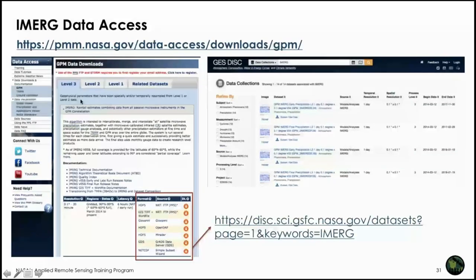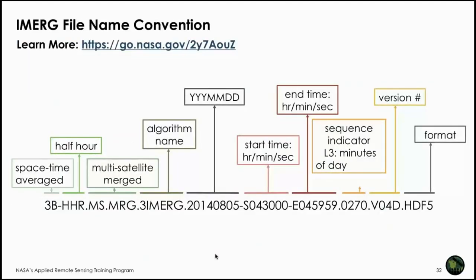So again, when you go to the data access page, you will be able to see multiple options. We will look at one option, how to get this data and how to subset the data. But it's easy to, again, use GES DISC, just as MERRA is also available from GES DISC. GPM IMERG is also now available, and you can use that from that website.